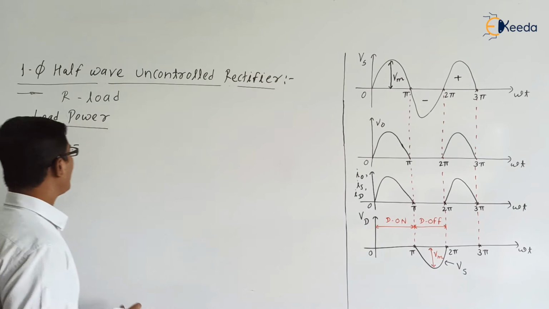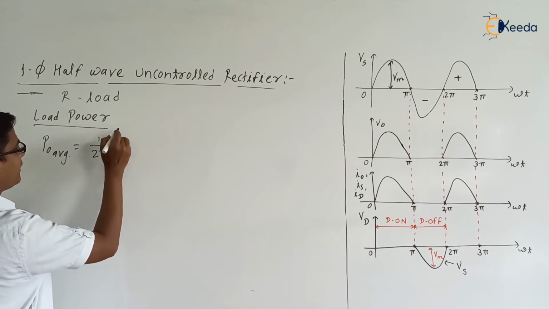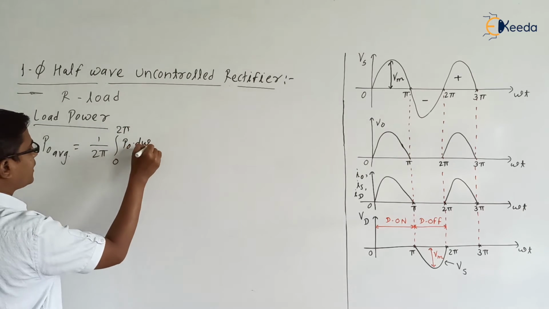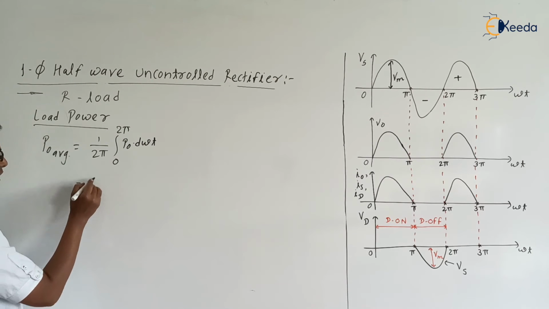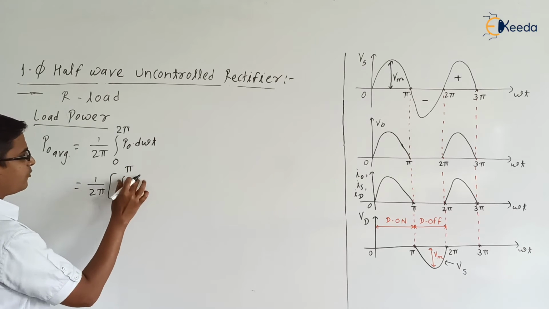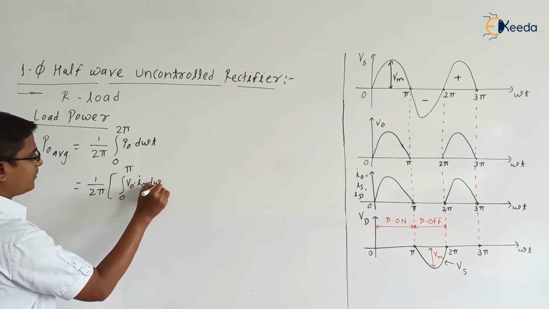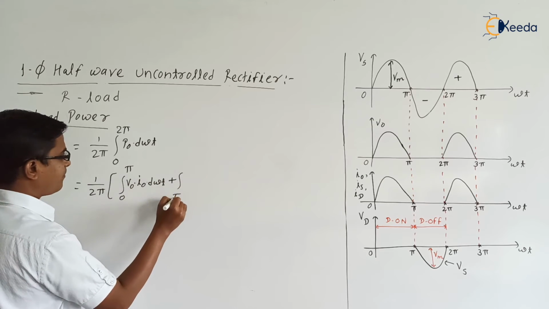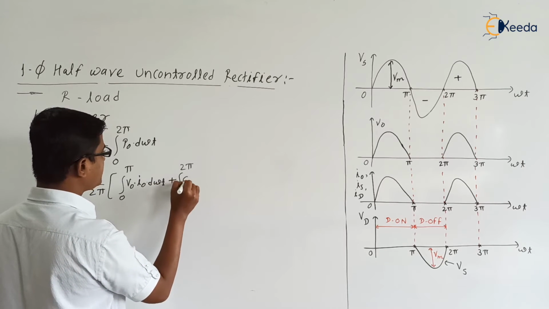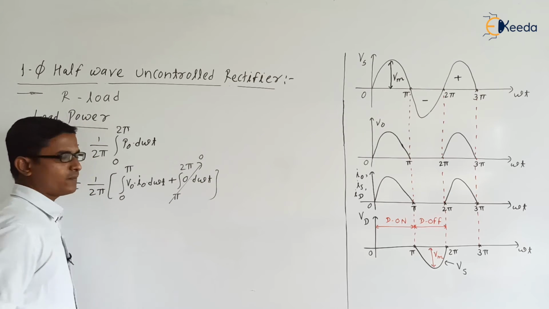So P0 average is equal to 1 by 2 pi integration from 0 to 2 pi of P0 into d omega t, right? So further, can we write it as 1 by 2 pi, integration from 0 to pi. What is P0 from 0 to pi? It is V0 into I0 into d omega t, plus integration from pi to 2 pi. From pi to 2 pi, what is P0? It is 0 into d omega t, right? So can we say that this term will become 0, right?